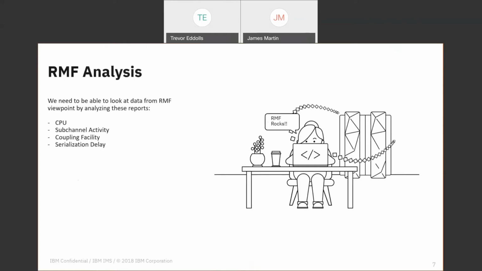So the first thing we're going to talk about is RMF analysis. When we're looking at the overall z performance using a tool like RMF, we need to be able to look at data from RMF and analyze various different reports to see certain types of activity. Things like CPU usage, sub-channel activity, coupling facility activity, if we're using coupling facilities, and serialization delays can all impact the way our IMS systems are performing. Those are all things that we'd like to take a look at.